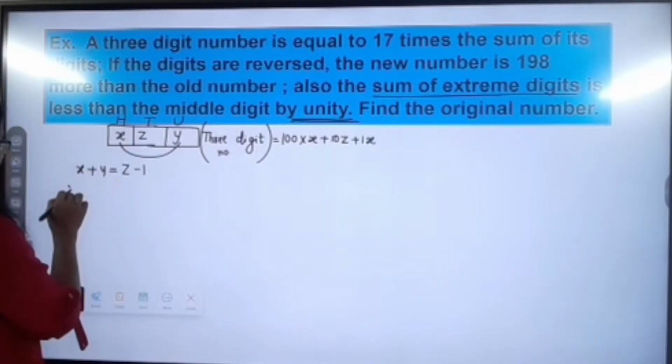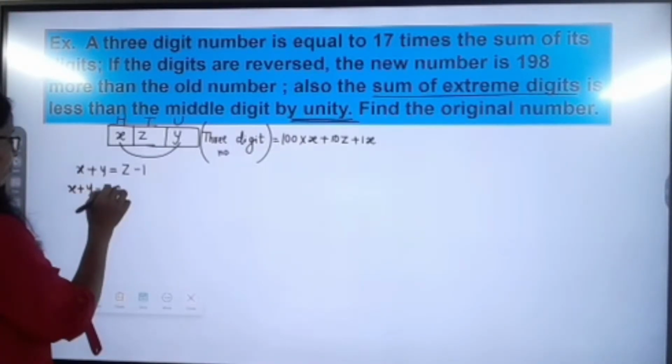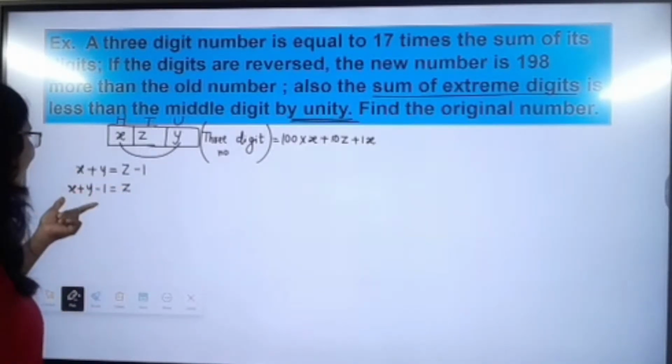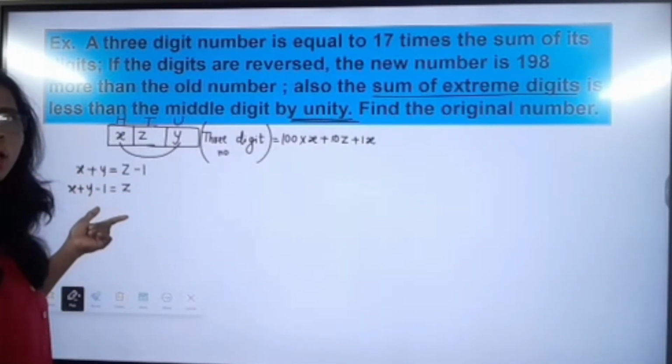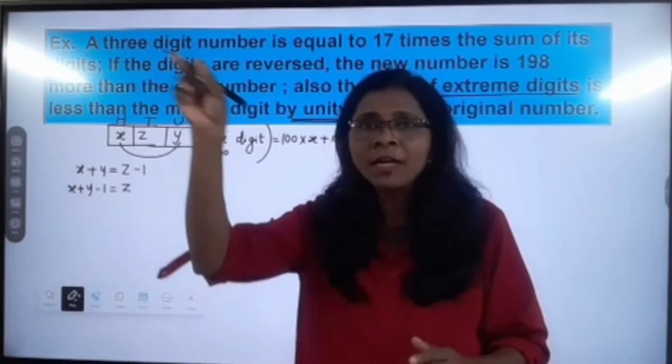So, students, x plus y plus 1 is equal to z. Okay students, so the value of z will be x plus y plus 1. So there will be no relation with the other third variable.